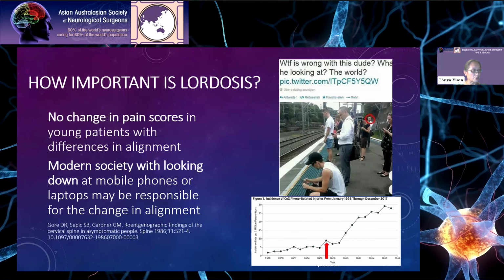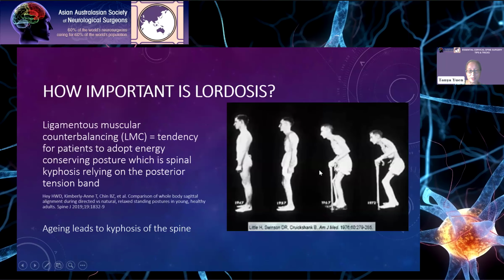And they theorised that the postural habits of modern society, such as the need for looking at the television, computer gazing, and reading, may be responsible for the change in the modern cervical spine alignment with time. So these days, you're weird if you are not looking at your phone in everyday life. And here you can see the number of injuries had started to spike in 2007, and this was when there was the introduction of the iPhone 1. So everyone's kyphosing or having a tendency to kyphose their cervical spine.